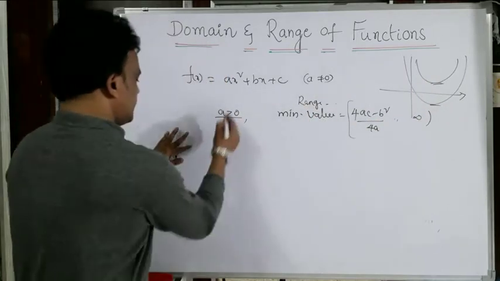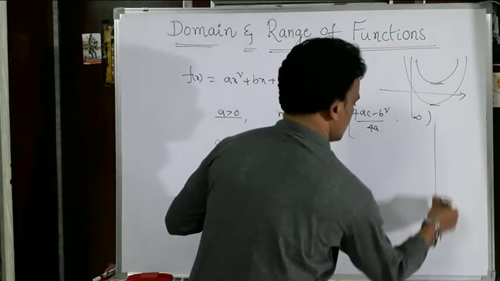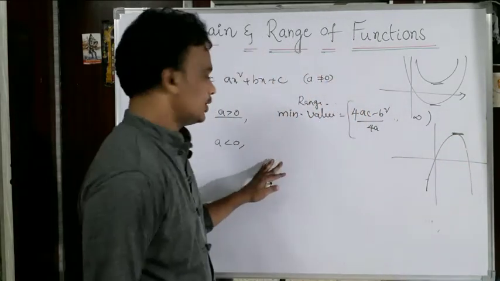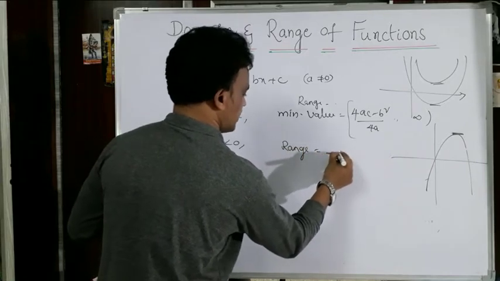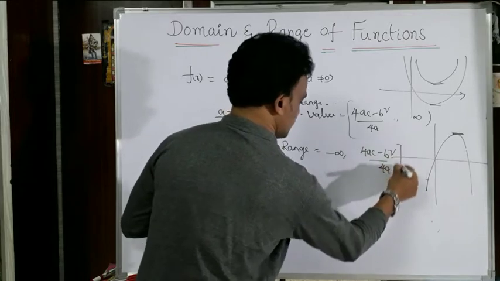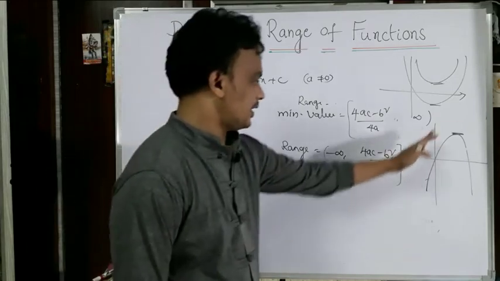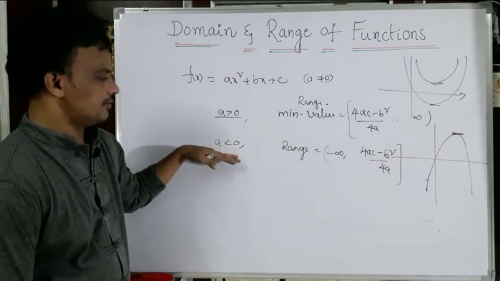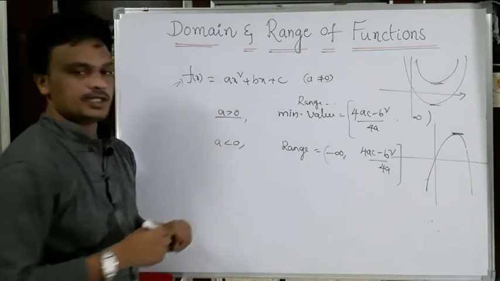Next, when a is less than 0, what do you say? When a is less than 0, the graph opens downward. So in that case, this is your maximum value. So in that case, I can write the range equals to minus infinity to 4ac minus b square by 4a. In that case, this is called the maximum value. So when a is less than 0, we can get the maximum of that quadratic expression. So this is one way to find the range of a function.